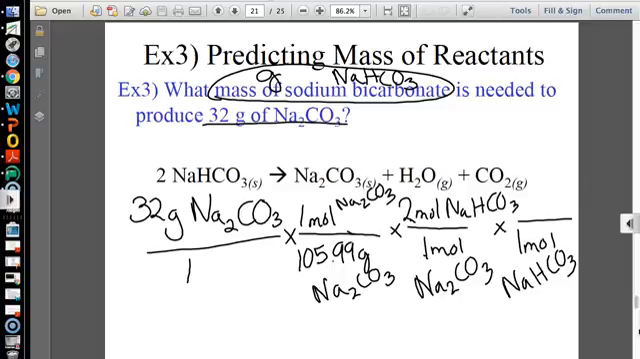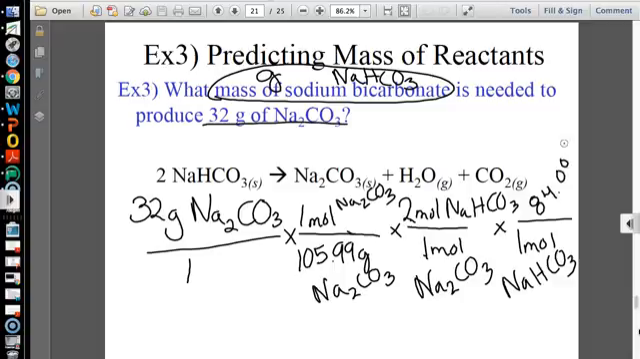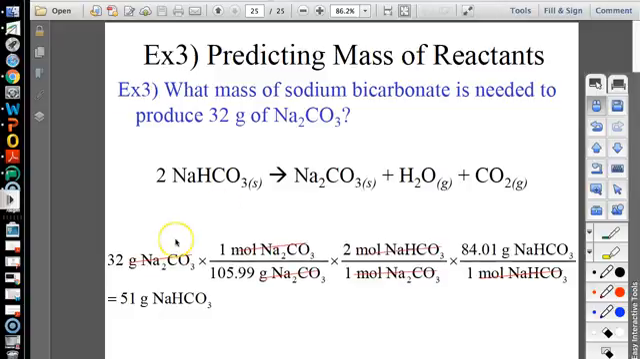And then I need the molar mass of this, which is 84.0. And I'm solving for sodium bicarbonate. That's the setup, and this is a hot mess, so I'm just going to move to the electronic setup so it's a little bit cleaner for you. Your answer turns out to be 51 grams. Notice you can only have 2 sig figs, because you started with 2 sig figs and your conversions are infinite.